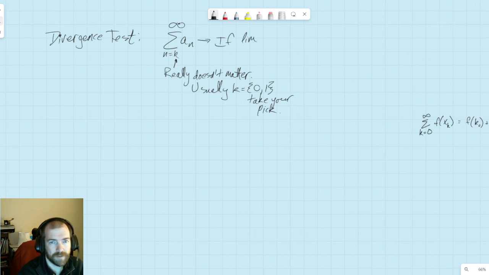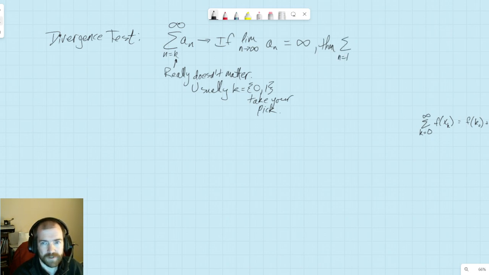If the limit as n goes to infinity of a sub n, which are the individual terms of your sequence, if the limit of all those terms is infinity, then the sum of all those values, however many there are, again, there's an infinite number of them, then the sum will diverge. So again, our sum is equal to infinity.